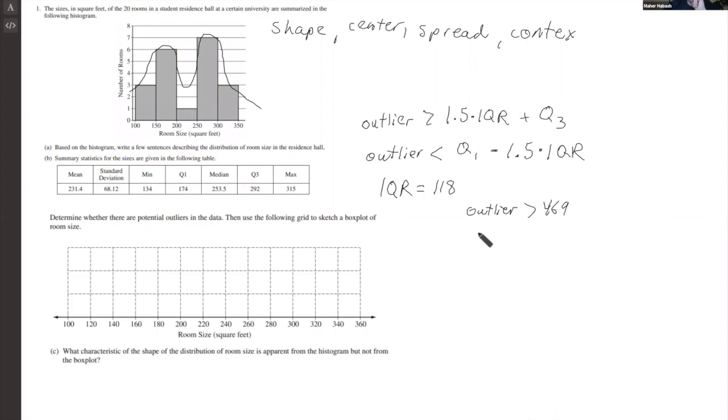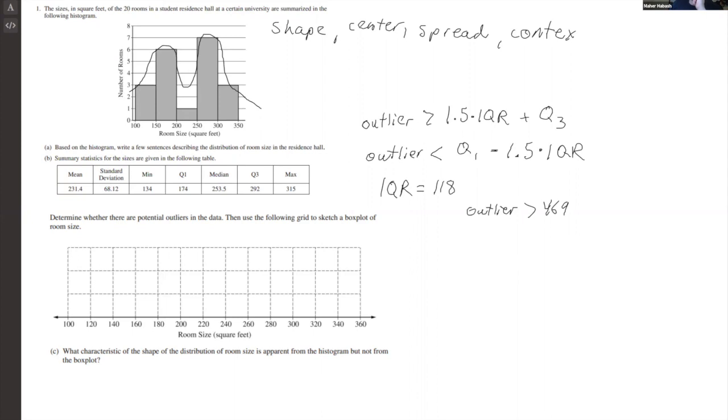And let's check the lower bound. We got 174 minus 1.5 times that interquartile range of 118. And that's -3, definitely not. So if we show the fences, that'd be perfect. So the fences are, well, -3 way out there and 469.